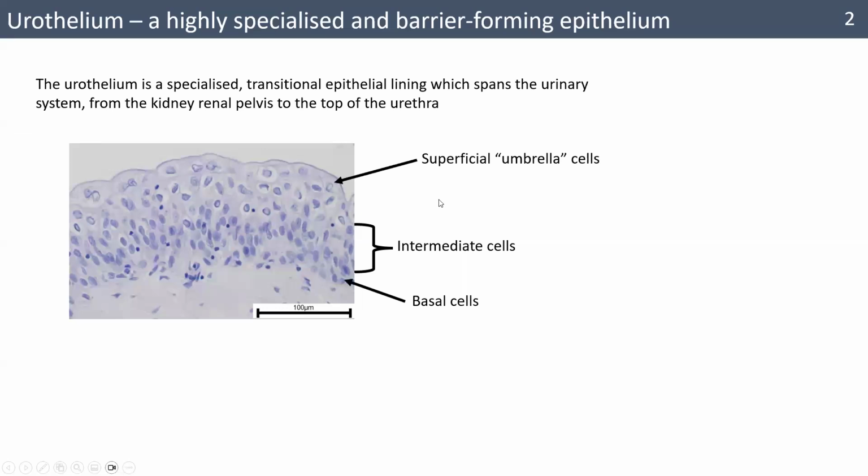So we've got different cell types here. We've got superficial cells at the top. They're sometimes called umbrella cells. You can see that there is an apical surface here that helps to protect, forms a really tight barrier against the urinary toxins. Sometimes these cells have got two nuclei, so you can see that on the left-hand side here.